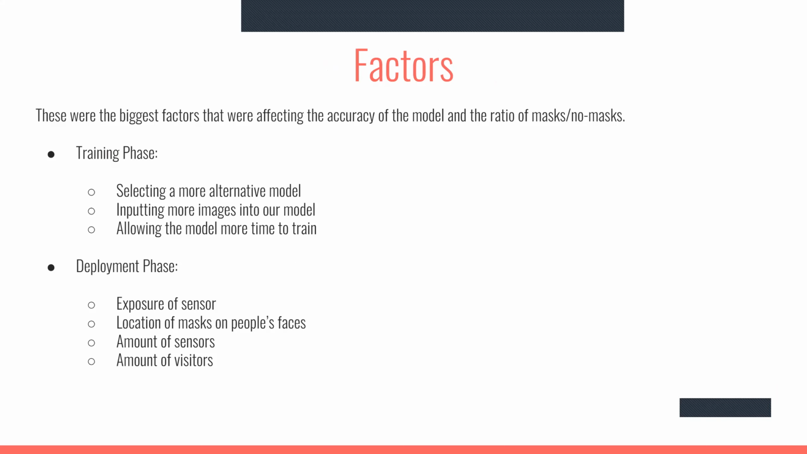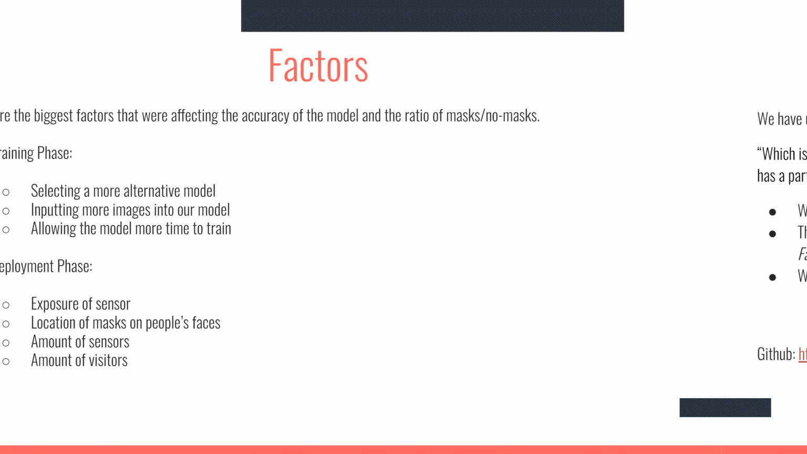So for the factors that were affecting the accuracy of the model and the ratio, which were the result of the experiment, if we selected a more alternative model, or if we put more images into it, or if we allowed the model more time to train, that could have affected the accuracy and the results of our experiment. And for the ratio and the accuracy, the exposure of the sensor and the location of mask on people's faces, and the amount of sensors, and finally the amount of visitors, the amount of people that went in and out of the athletic center, all could have affected the ratio and the accuracy of the model.